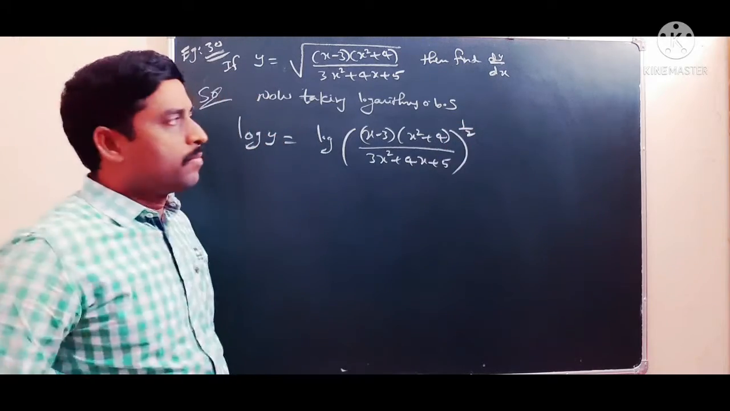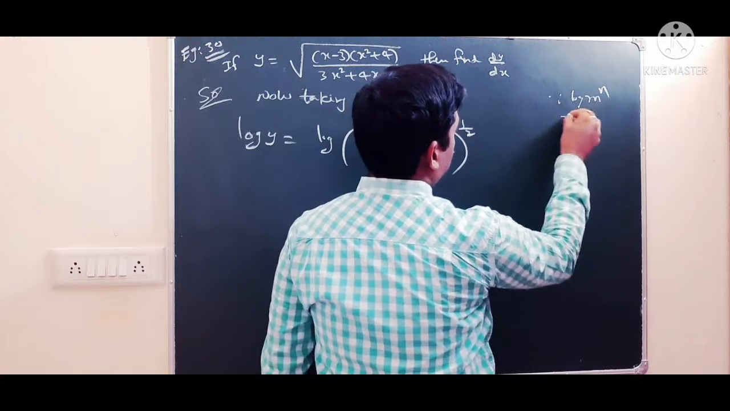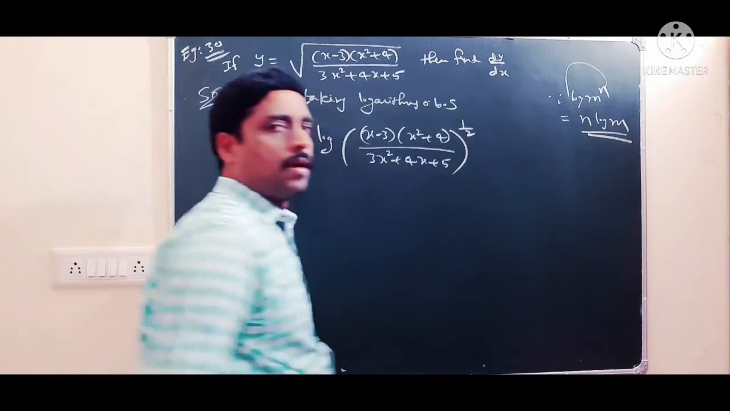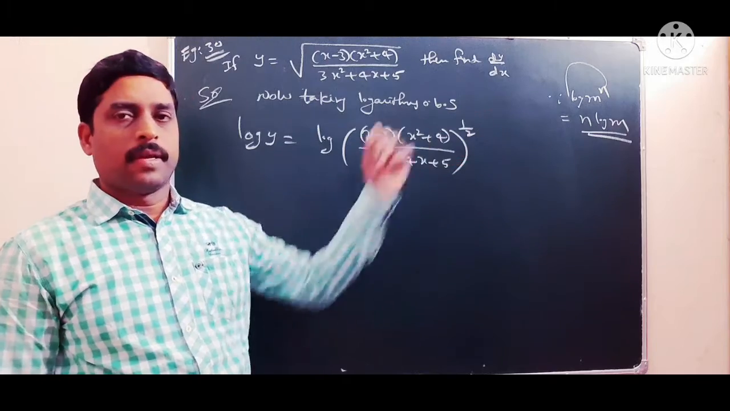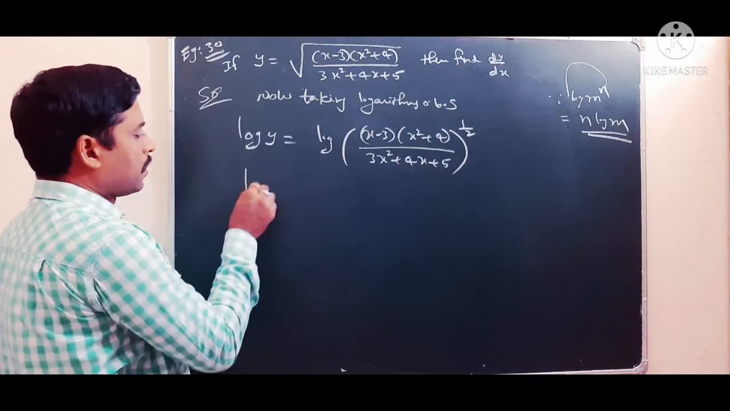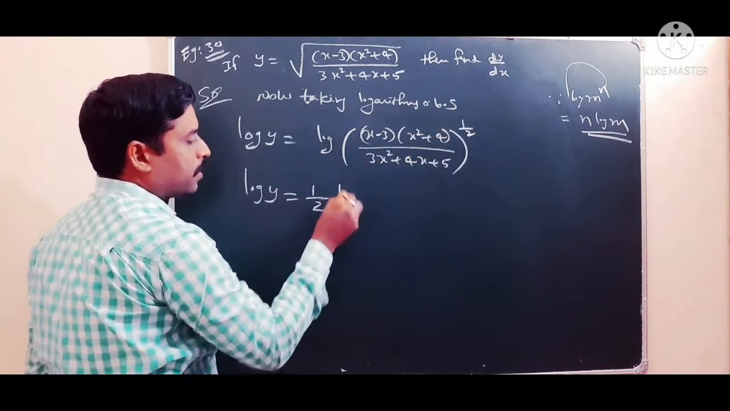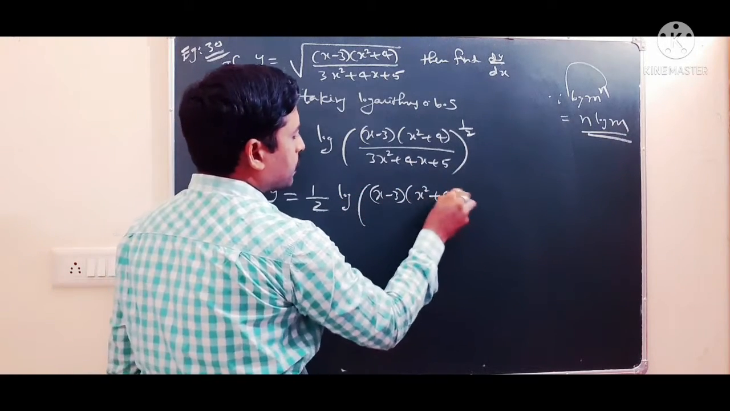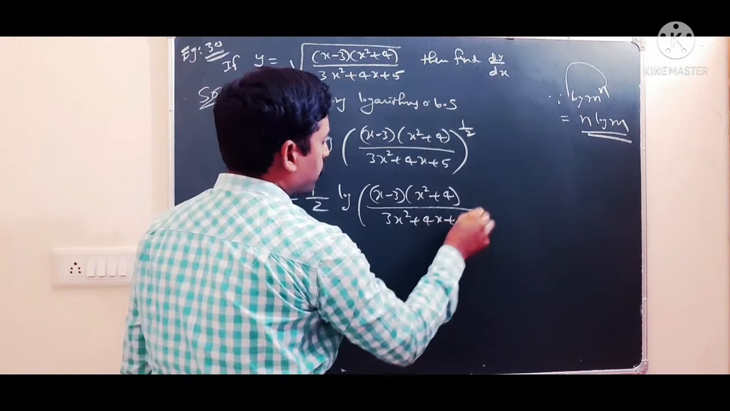Okay. We have the same formula, log m to the power n. This formula is n into log m. Log m to the power n is equal to n into log m. We should apply that formula. This is 1 by 2 times of this logarithm value. So log y is equal to 1 by 2 times of this log value, log of x minus 3 into x square plus 4 by 3x square plus 4x plus 5.